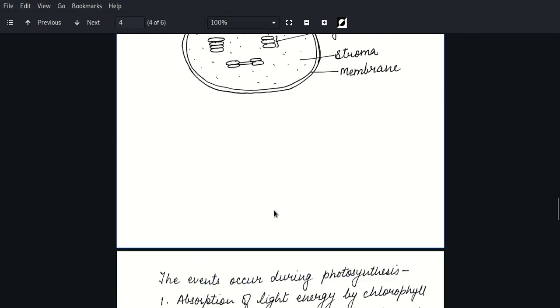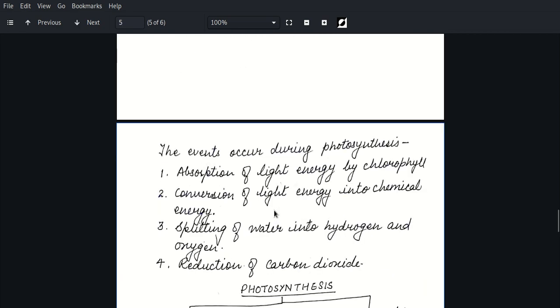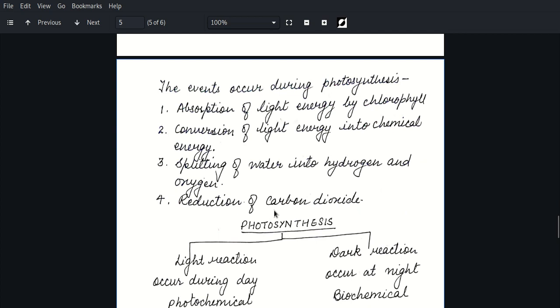Let's see what happens during photosynthesis. There are main four events which takes place during photosynthesis. The first step, the process of trapping of solar energy. So first is absorption of light energy by chlorophyll molecule. Second, this light energy is then converted into chemical energy.